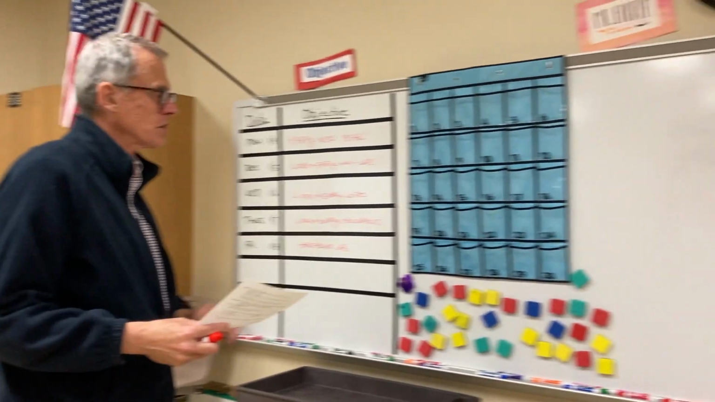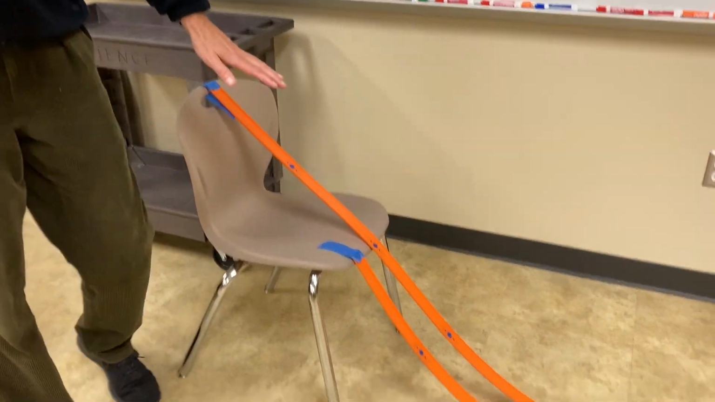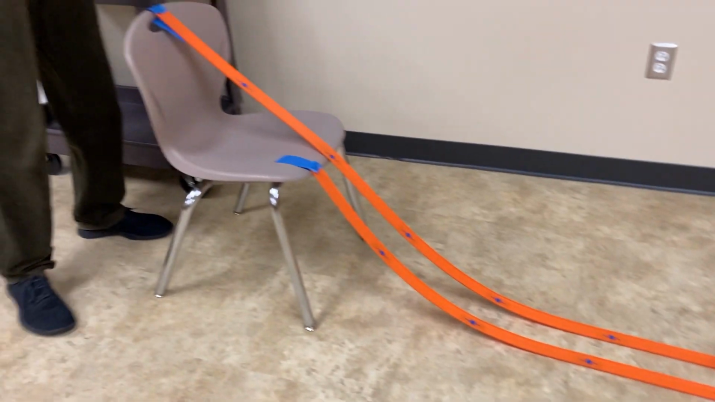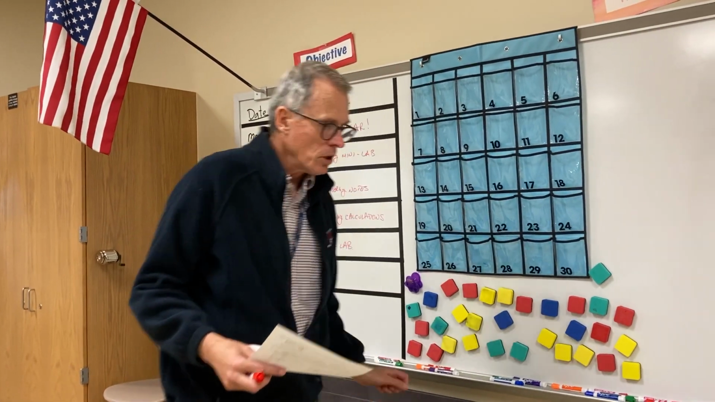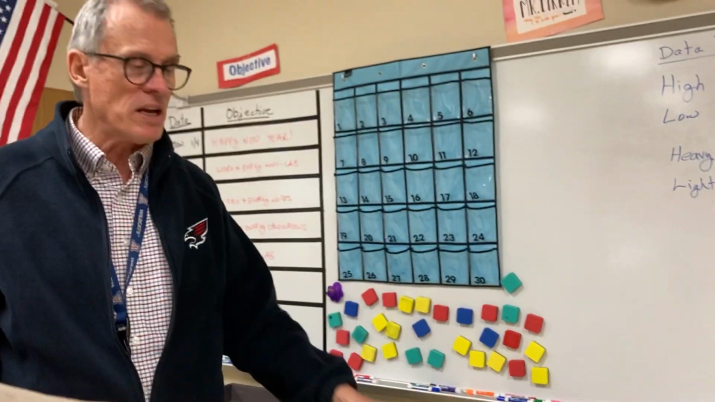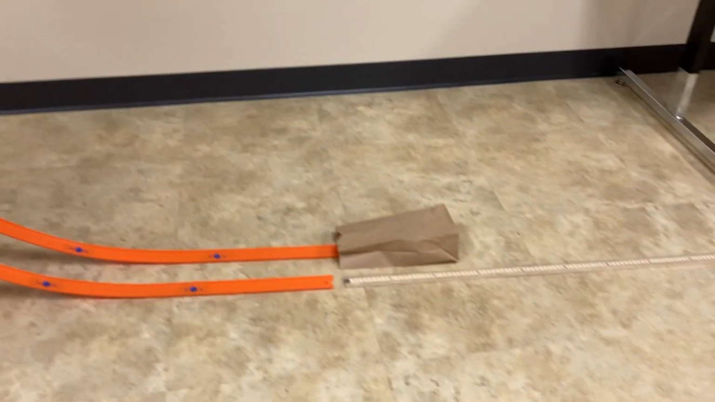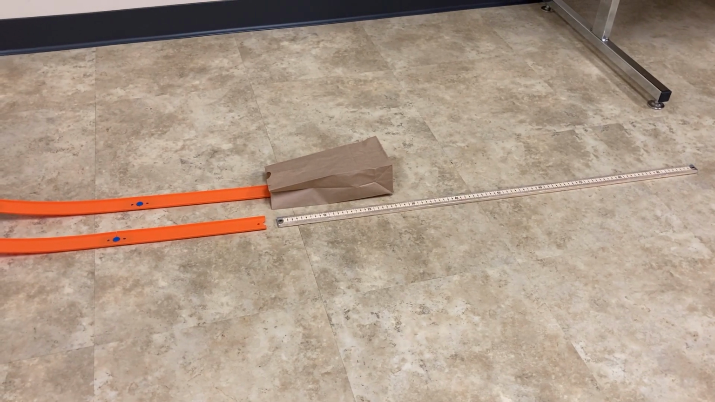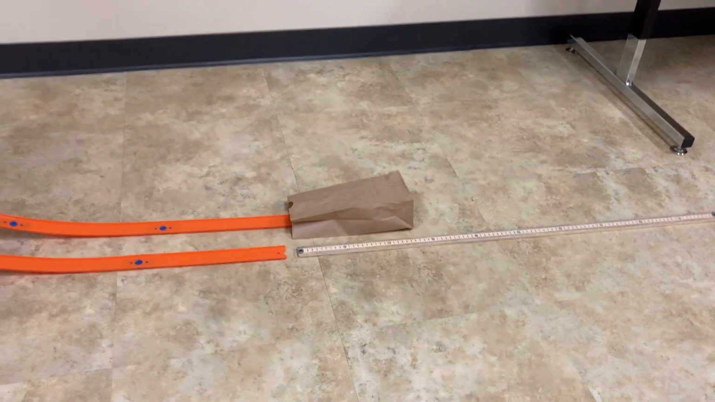So first of all, how is this set up? Well, I have a high ramp and a low ramp, and I have a light car and a heavy car. The only thing we're going to measure with the experimental apparatus today is, when we send the car down the ramps, how far the car pushes the bag for each of the 2 trials that we're going to do.